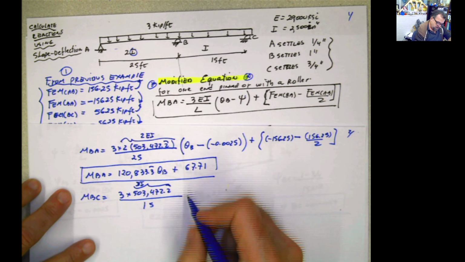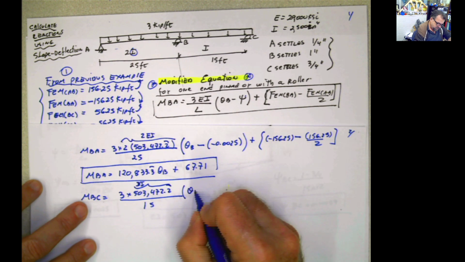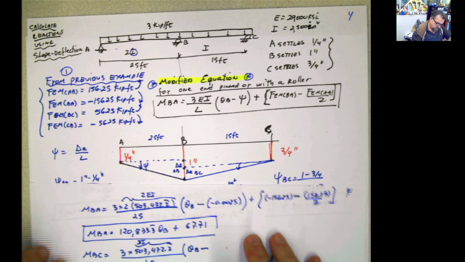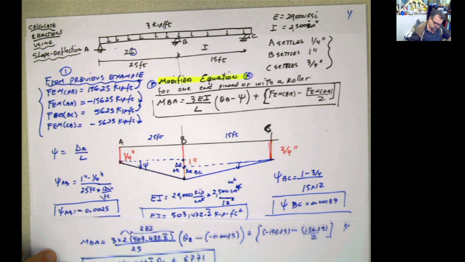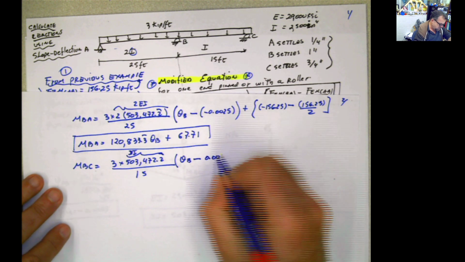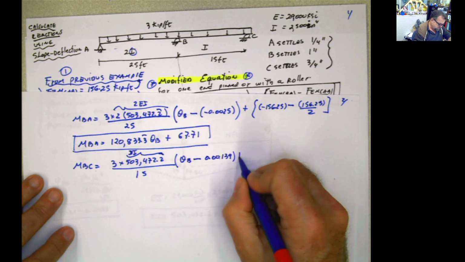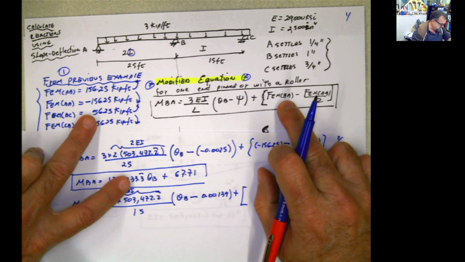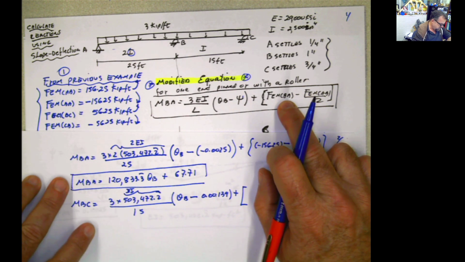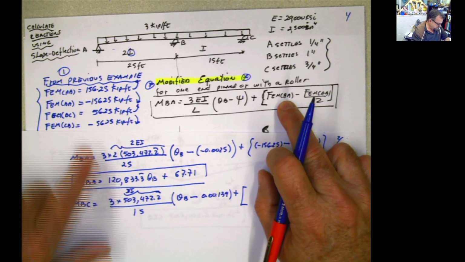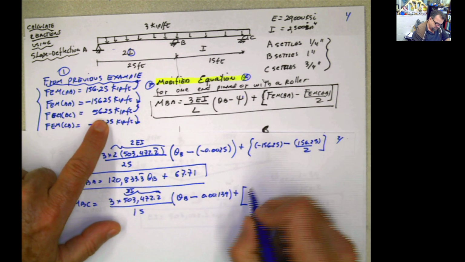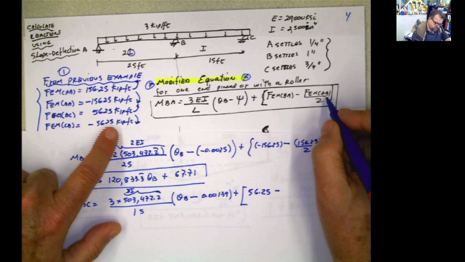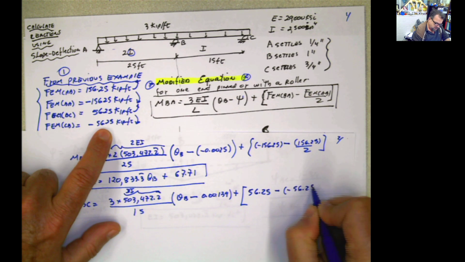Times rotation at B minus the rotation of the chord BC, but the rotation of the chord BC is this one here, 0.0039, and it's positive, but this is negative, so 0.00139, plus the fixed moment, but now it's fixed moment BC, 56.25, minus AB, which is now CB, minus 56.25 divided by 2.